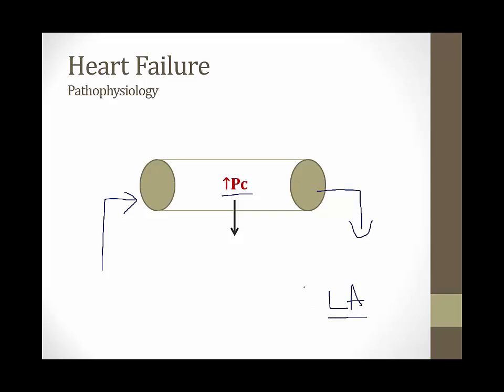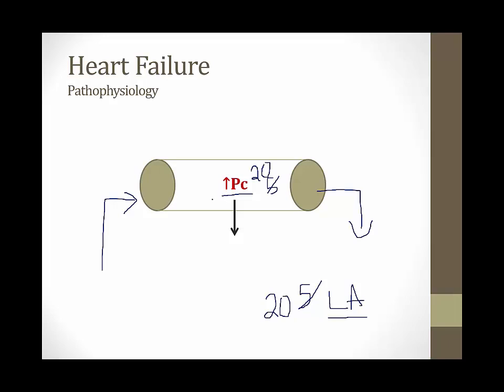So for example, let's imagine that the left atrial pressure were 5. This means that the hydrostatic pressure in the capillary would also be 5, and that would be the driving force pushing fluid out into the interstitium. Now let's imagine that this patient goes into heart failure, and instead of 5, the left atrial pressure becomes 20. Well, that means that now the pressure in this capillary is going to be 20. The hydrostatic pressure in this capillary is going to go way up.